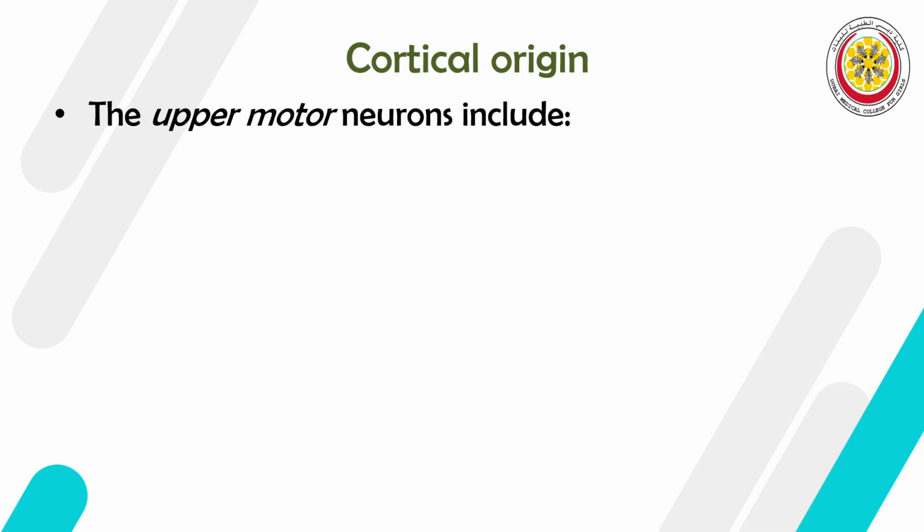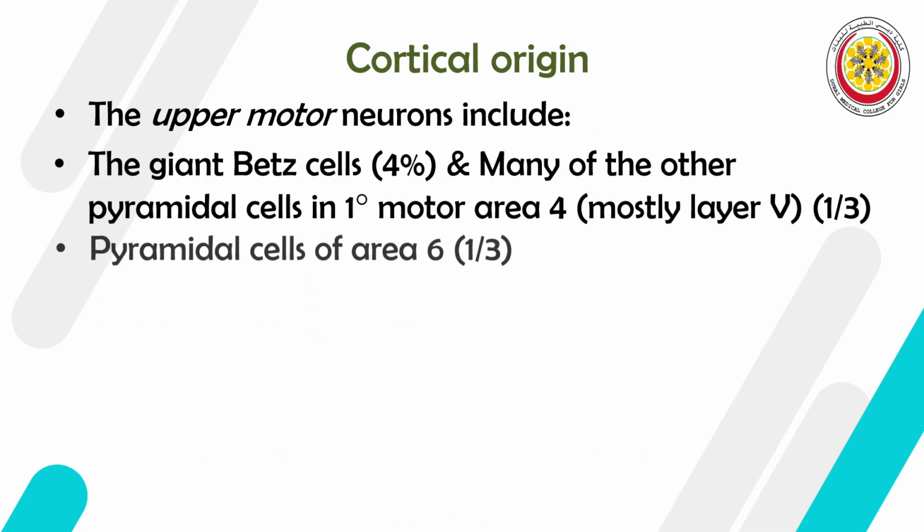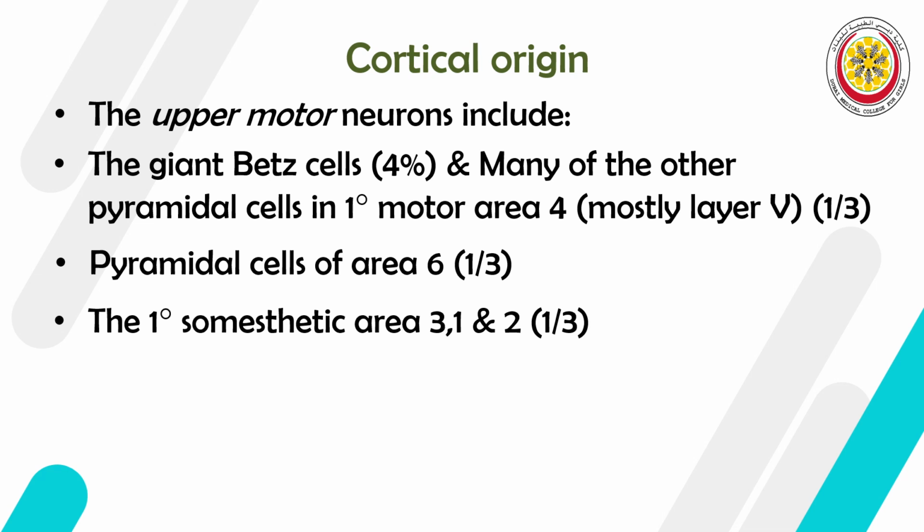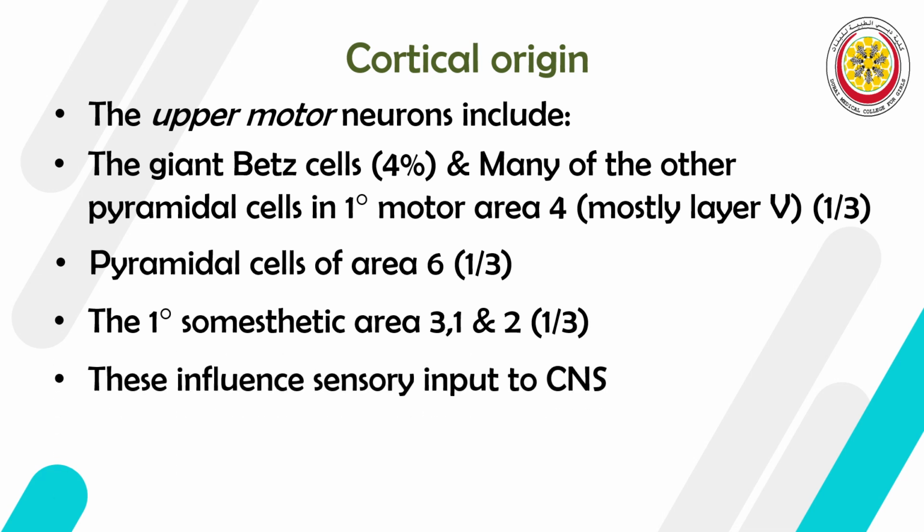And many other pyramidal cells in the primary motor area, mostly layer 5, because we have them in layer 3 and layer 5, but mostly from layer 5. And these represent one third of the descending pathways. Because we have another third coming from pyramidal cells of area 6, which is the premotor area, and the supplementary motor area. Both of them represent another third.